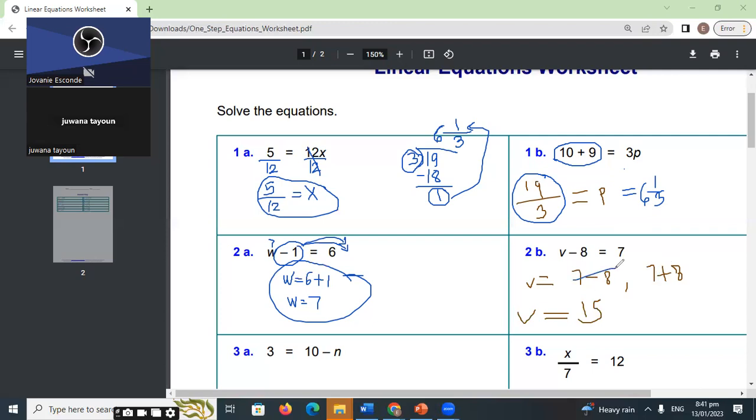No need for you to write this one. Okay? So just write automatically this way. So 7 plus 8, because you already transferred 8 to the other side. So of course it automatically becomes positive. So 7 plus 8 is equal to 15. Very good, Joanna. That's right.